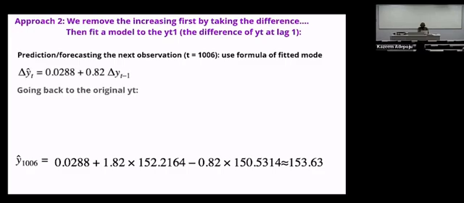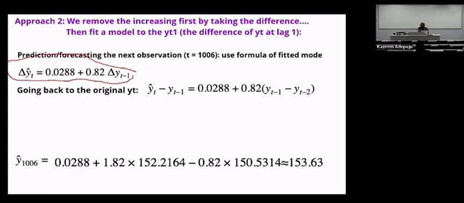But you know what? What if I want to use the model that I fit to predict? The model we fit was this, which can also be written another way. Now, I want to do something now. He said, predicting, forecasting the next observation, right? Now, this model here is the same thing as this.